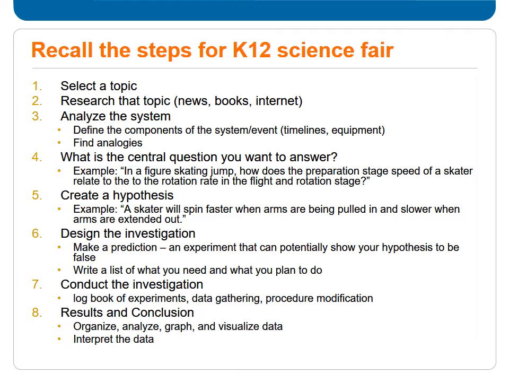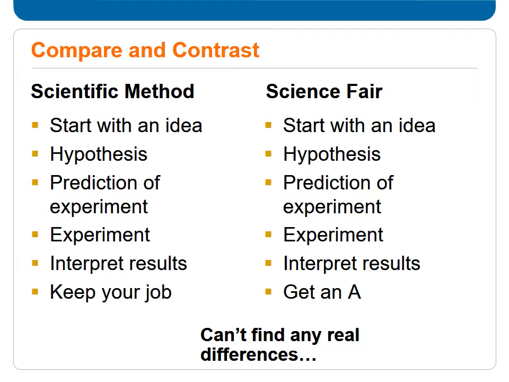You write a list of what you need to do and what you plan to do. You conduct your investigation, keep a logbook of experiments, data gathering, and procedure modification, organize, analyze, graph, visualize, and interpret data, and then you draw conclusions. The scientific method at face value isn't very different from a science fair project. You start with an idea, and eventually you keep testing it to find out if it's true or not. You revise it when it's false, and you keep testing it to gain confidence in your idea.